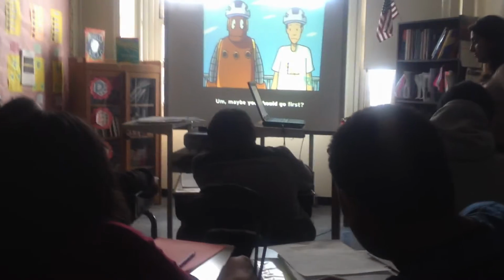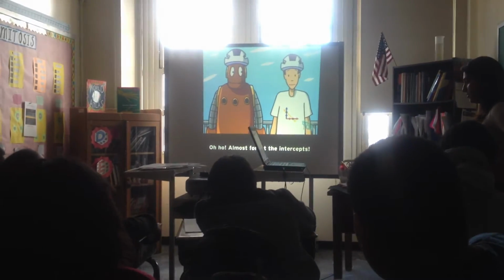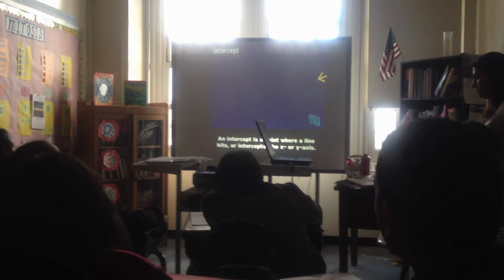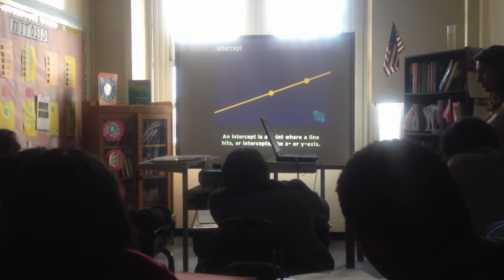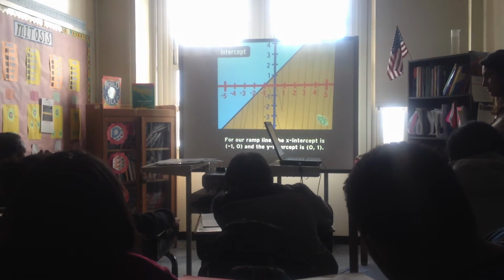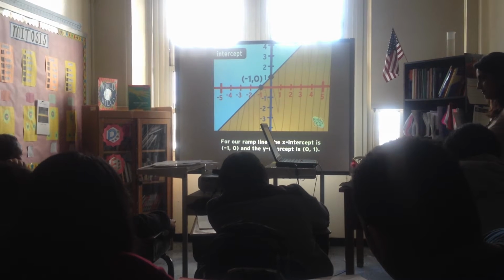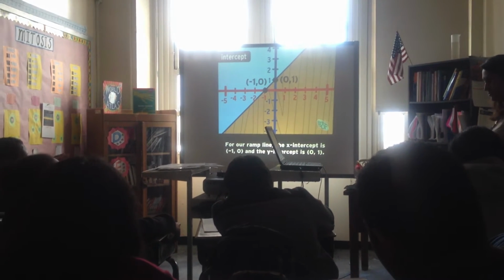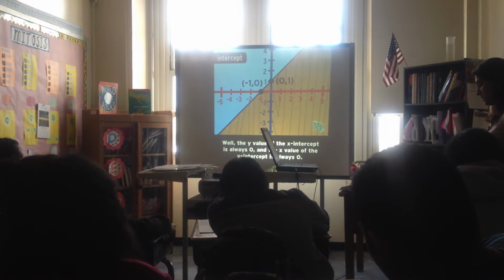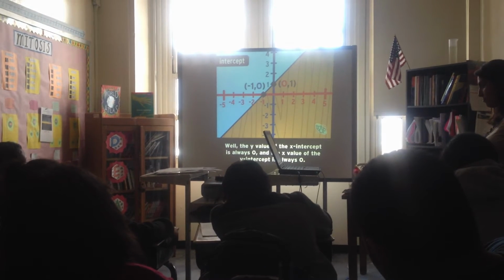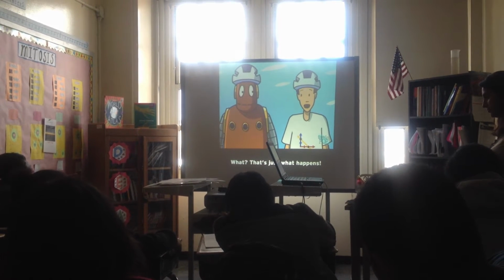Maybe you should go first. Oh, almost forgot the intercepts. An intercept is a point where a line hits or intercepts the x or y axis. For our ramp line, the x-intercept is minus 1, 0, and the y-intercept is 0, 1. Well, the y value of the x-intercept is always 0, and the x value of the y-intercept is always 0. What? That's just what happens.